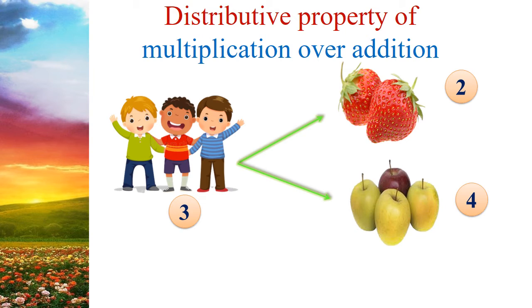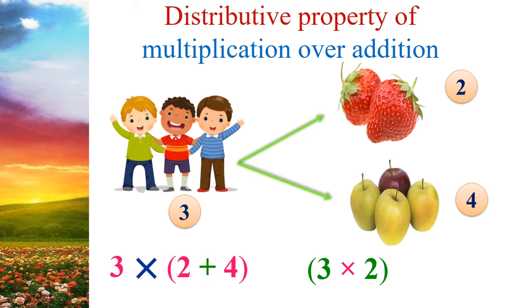So here we have to follow 2 methods. So the first method, multiply 3 by the sum of 2 and 4. The second method, multiply every number by 3 and then add the values. That is 3 into 2 and 3 into 4 and then add the values.